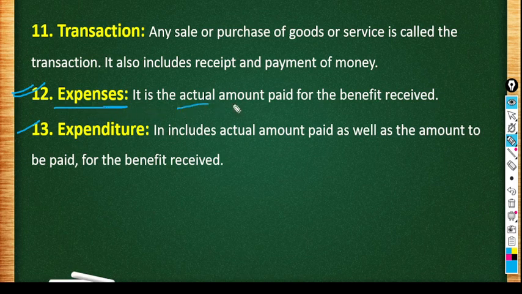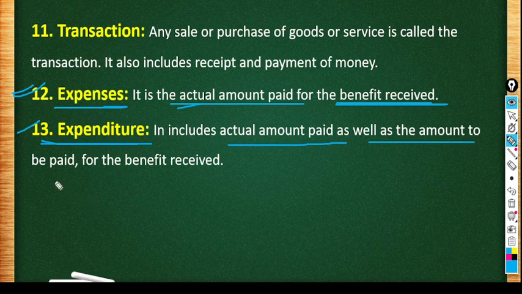Expenses means the actual amount paid for benefit received. That is called an expense. For example, rent paid is an expense. Now let us come to expenditure. Expenditure includes the actual amount paid as well as the amount to be paid for benefit received.